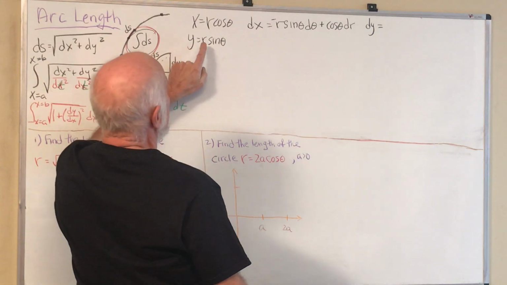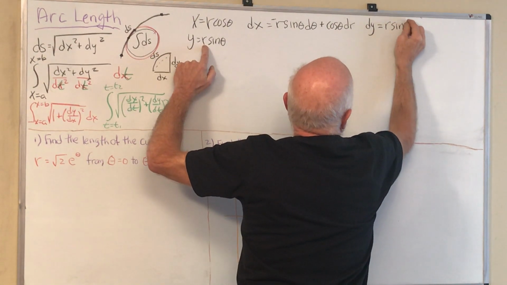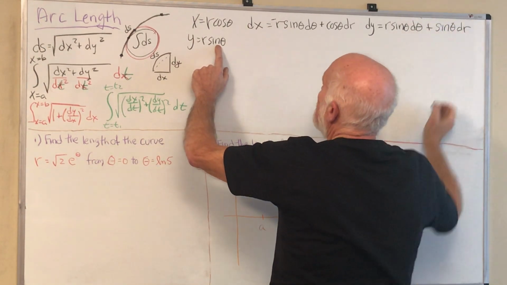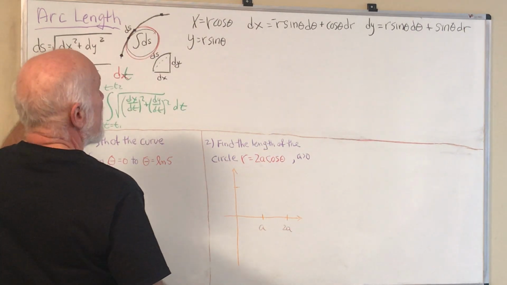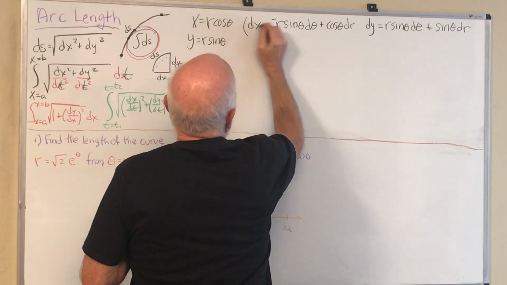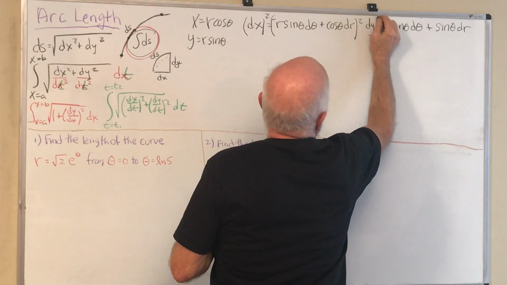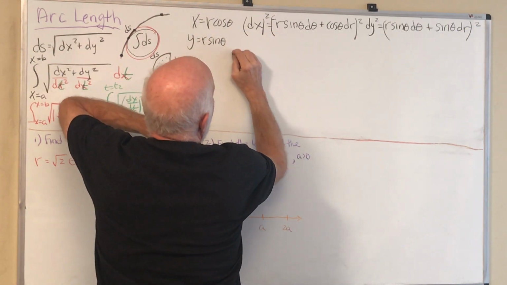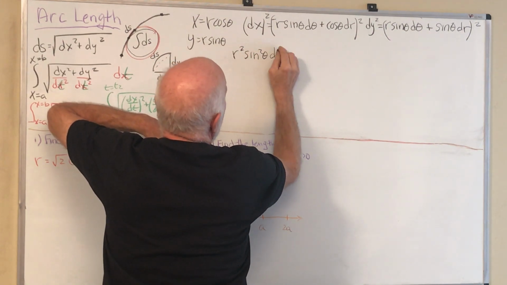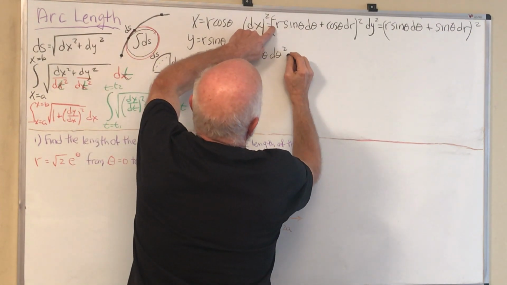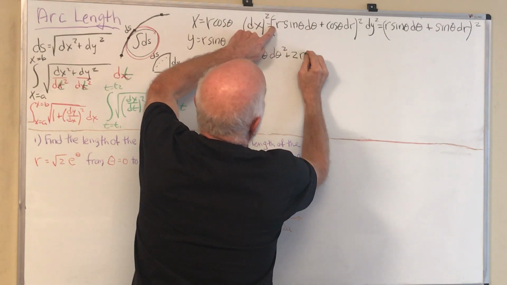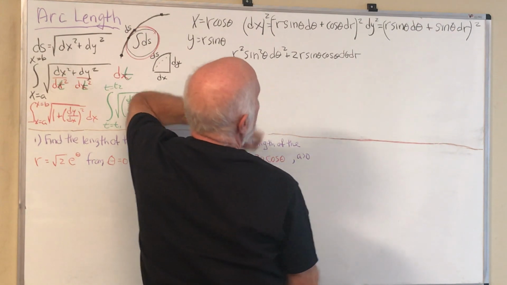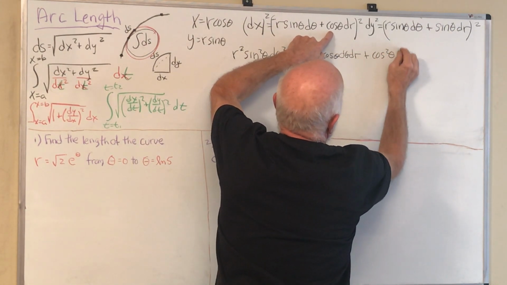And I can do the same thing with dy. We go r times the sine of theta d theta plus the sine of theta times dr. But I really need dx squared. So to get dx squared, I have to square it. And the same thing for dy squared. So let's see what I get when I get dx squared. The first term would be r squared sine squared theta d theta squared. Then you get plus 2r sine of theta cosine theta d theta dr. And then I get plus cosine squared theta dr squared.